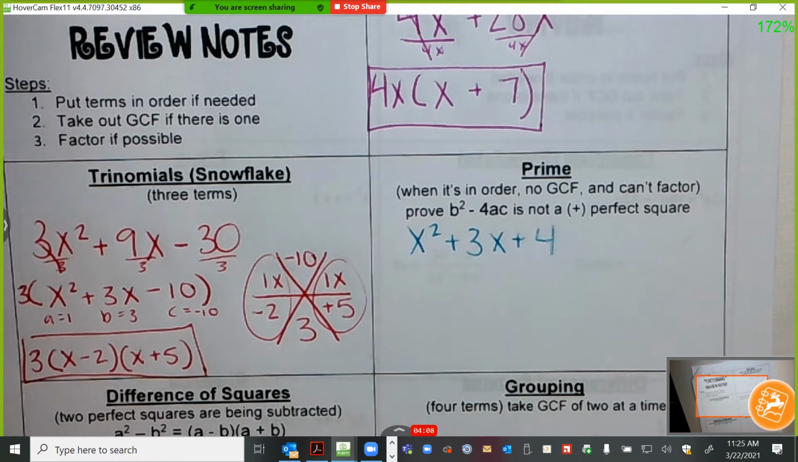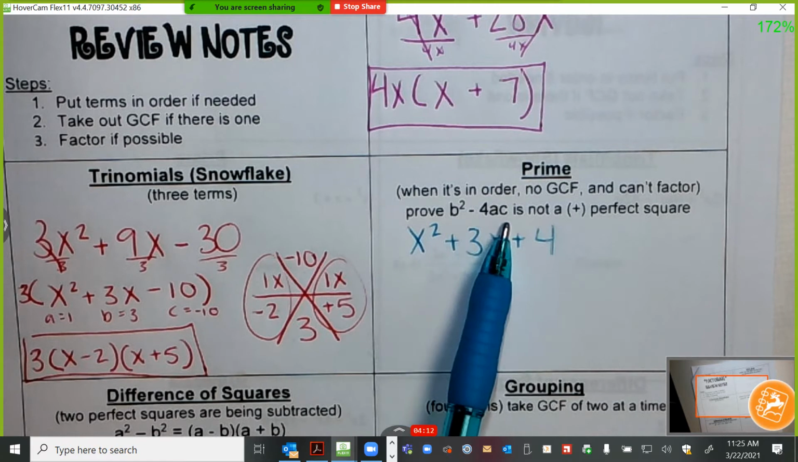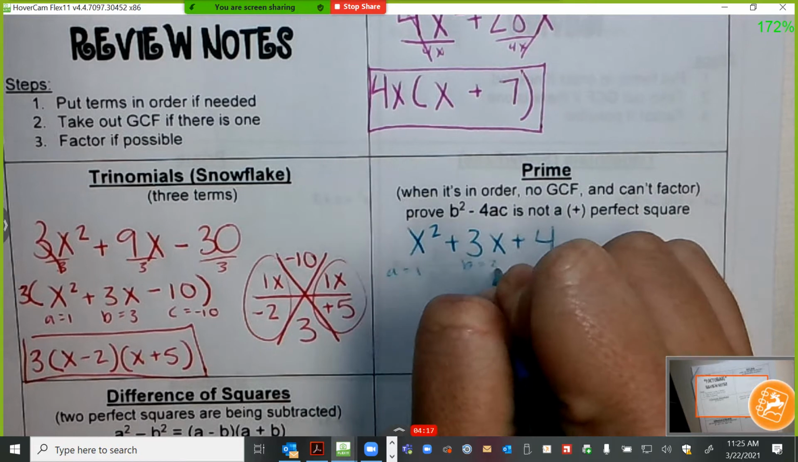Well, to prove that it's prime, we have to plug it into the b squared minus 4 times a times c. Okay, well, this is a is 1, b is 3, c is 4.